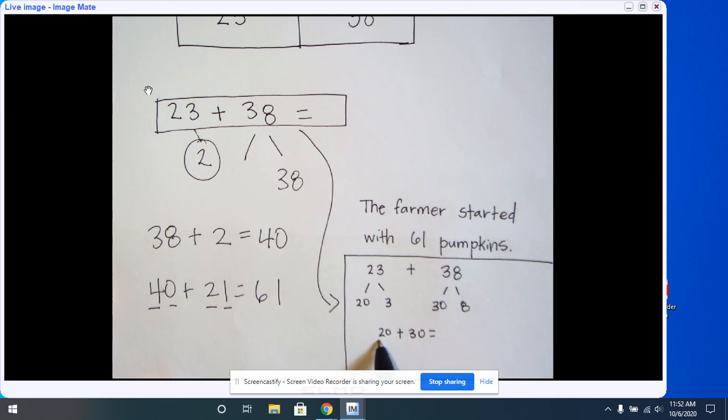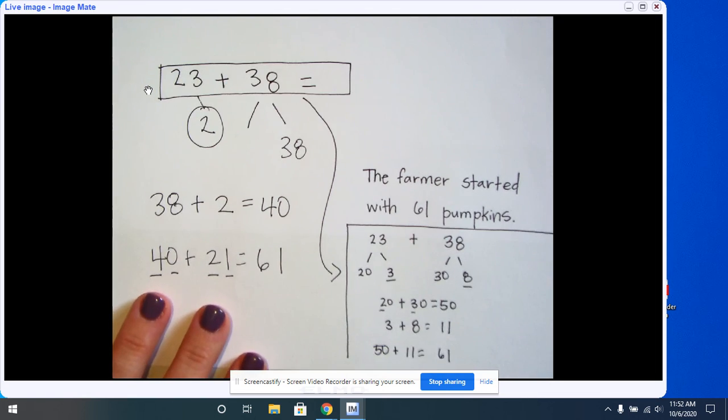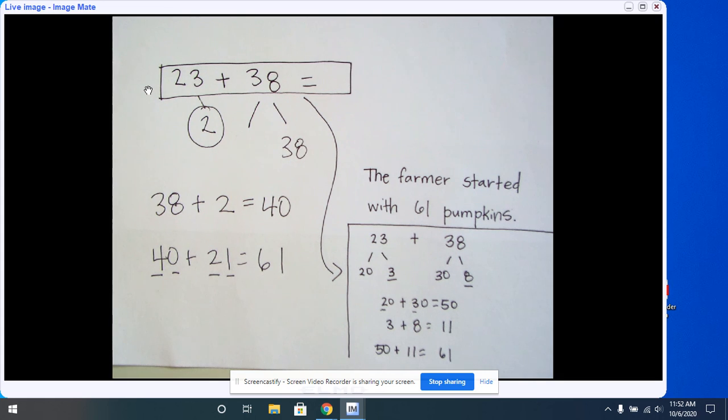All right, if I know that 2 plus 3 is 5, then I know that 20 plus 30 is 50. And then I'm going to add 3 plus 8, which is 11. And then I'm going to add 50 plus 11 to get 61. So again, I got the same answer.